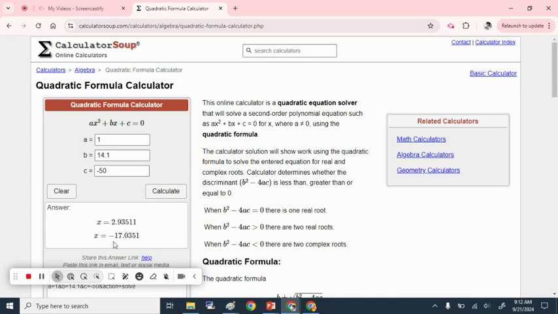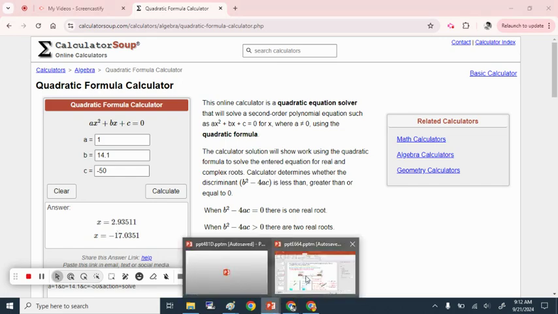Okay. The negative answer, I don't care here. X represents my time, and time cannot be negative. So when you do quadratic, you should always get 2 answers. The question is, which one do you pick? In this one, I would pick the 2.93. One, it makes sense. Two, it's the positive answer, and time is a scalar.